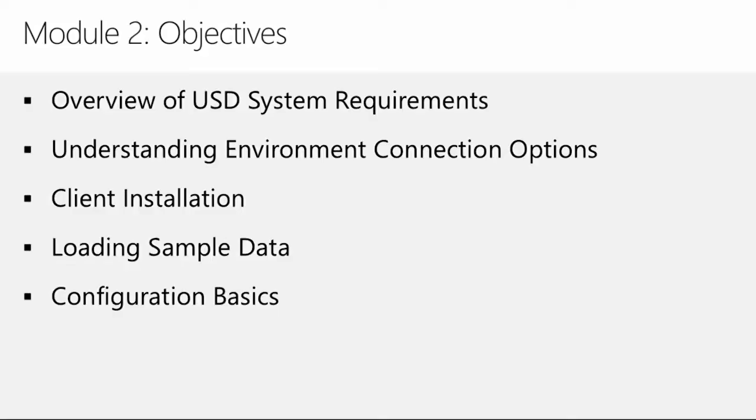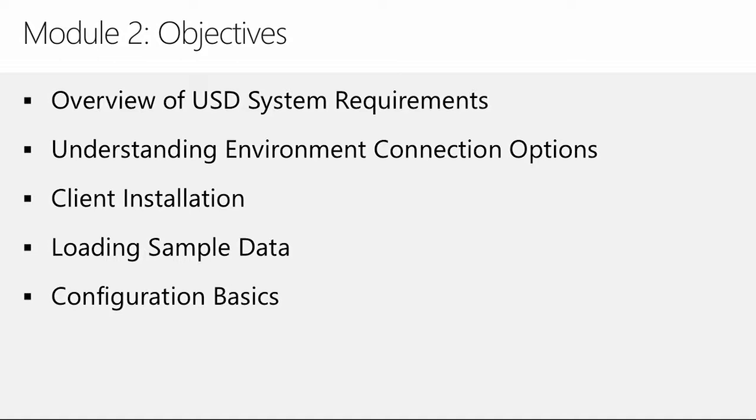So in this module, we want to look first and foremost at, from a deployment perspective, what the different system requirements are from a USD perspective, because again, it is a desktop application that we will be installing on client machines. We're going to talk a little bit about the different connection options that you have in regards to the environments that you can connect to, so Dynamics 365 online versus on-premise.